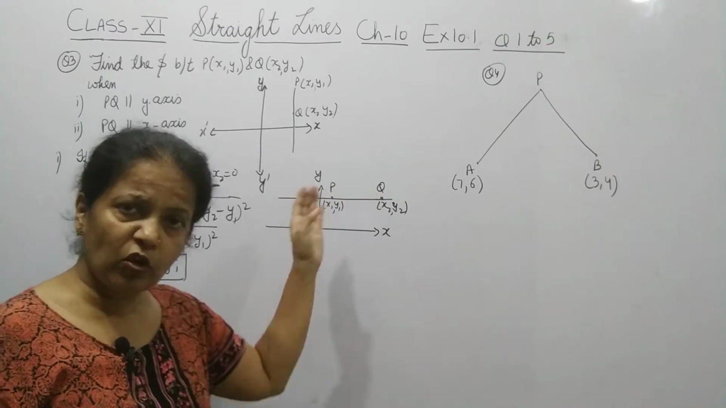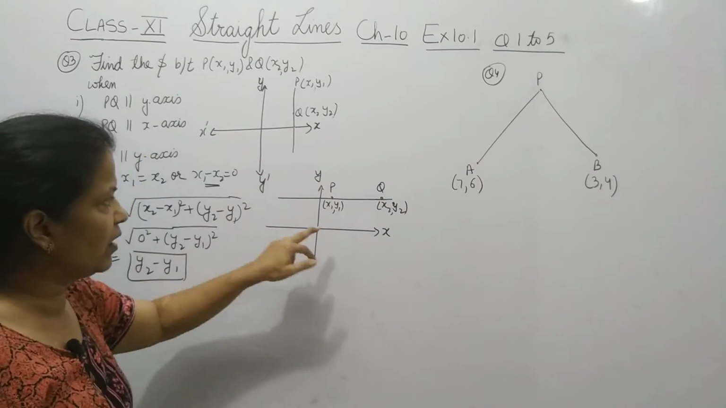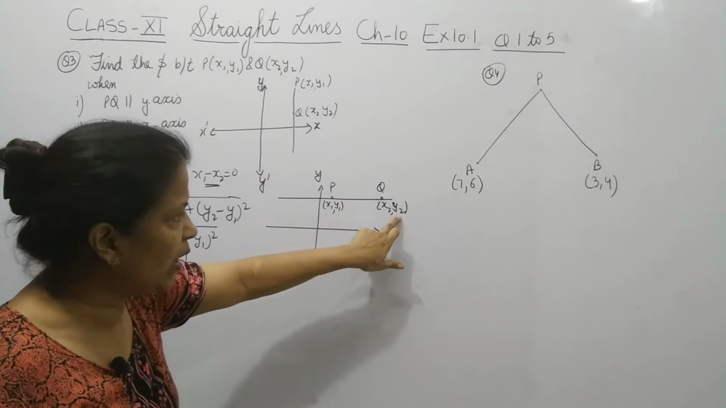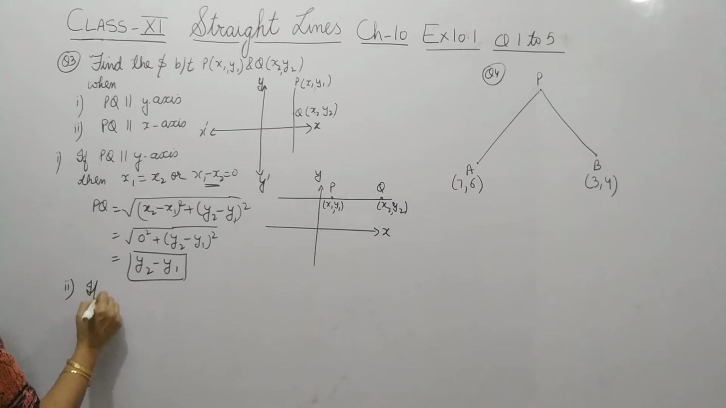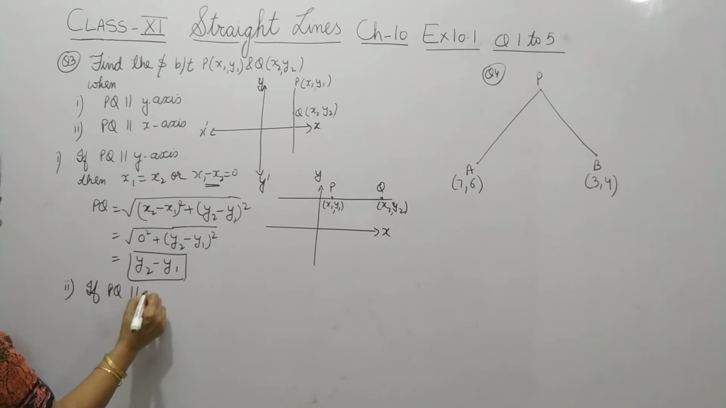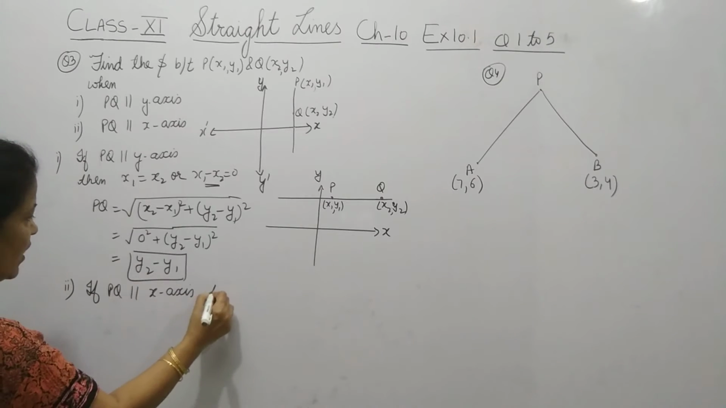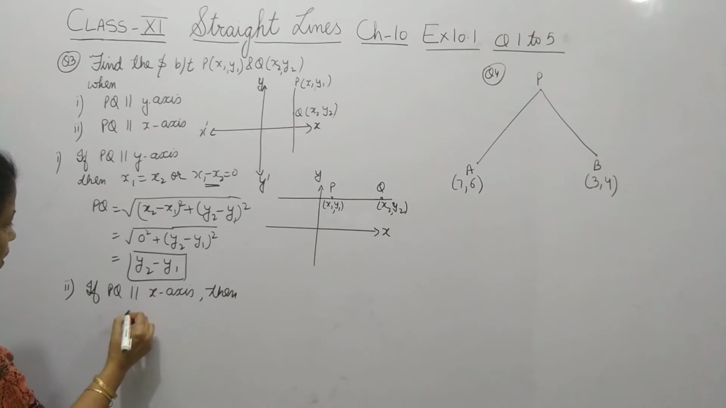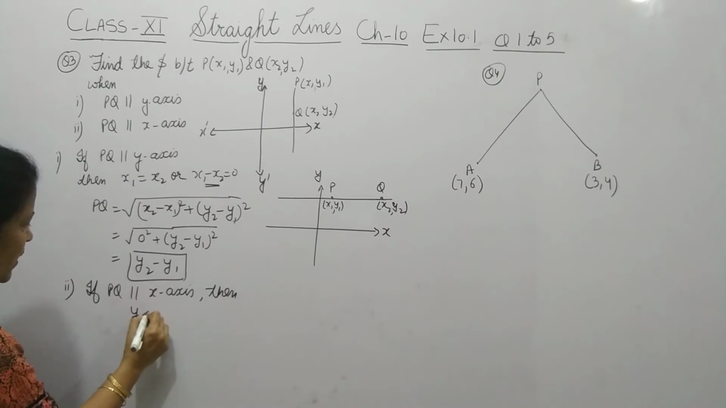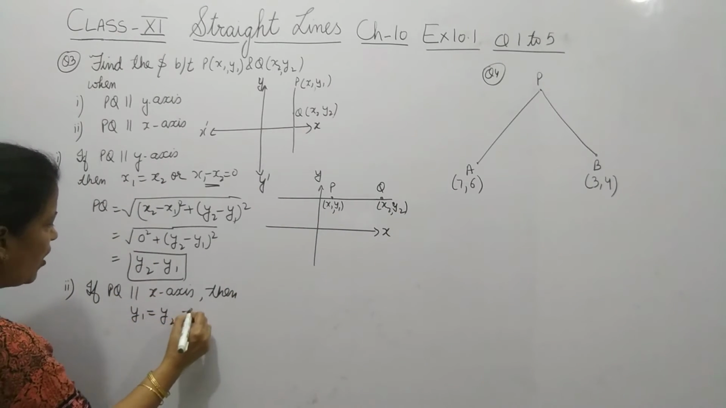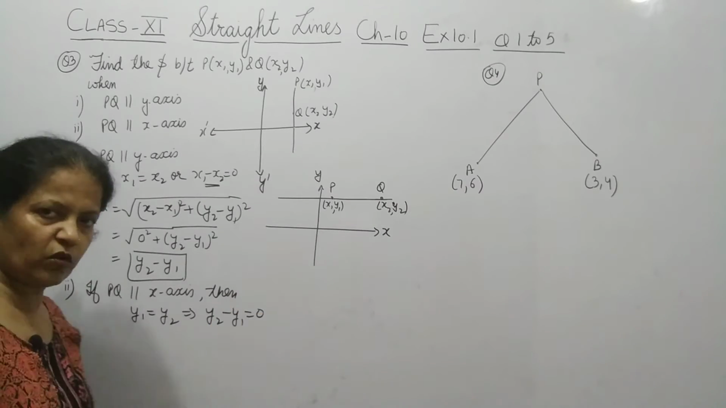Now, what do you observe here? If PQ is parallel to the x-axis, then the y1 and y2 values will be the same. So, if PQ is parallel to the x-axis, then your y1 and y2 values will be equal. So, from here, y2 minus y1 equals 0.